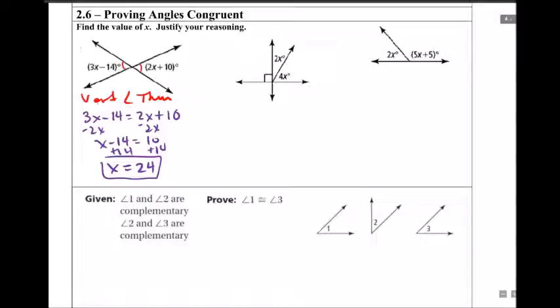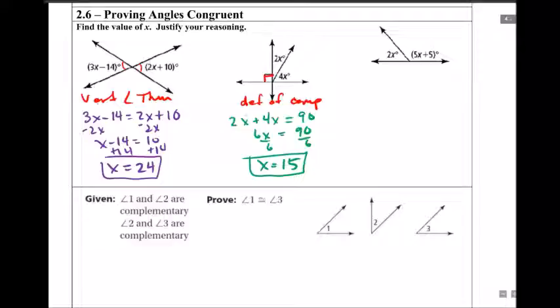And what do we see here? Oh, look at that. This is the definition of complementary. And what does that tell us? That tells us that 2x plus 4x is going to equal 90. So 6x equals 90. Divide by 6. What does that go in? 15 times? So x equals 15.